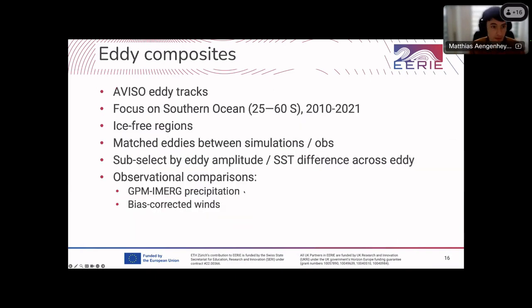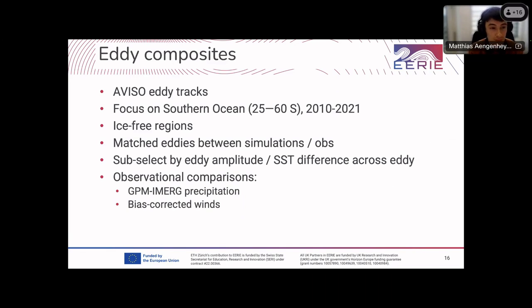Yes, 1 second, here we go. So just as a summary, we have the eddy tracks from our VISO, which I'll show in the next slide. We focus on the Southern Ocean between 25 and 60 degrees south for a period of 2010 to 2021. And this is a lot of eddies, but it's still not all the eddies. There are a lot of eddies in this period and in this region, and it is computation intensive to do this for multiple data sets.